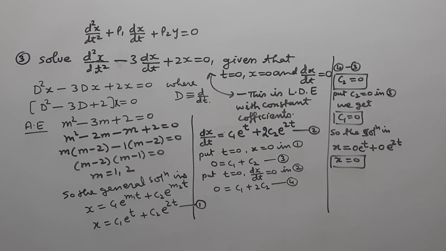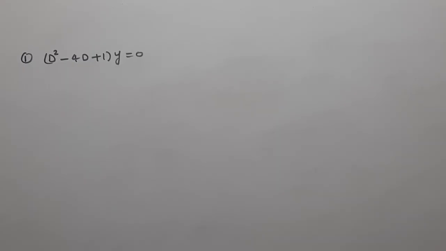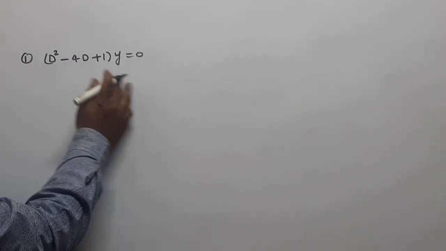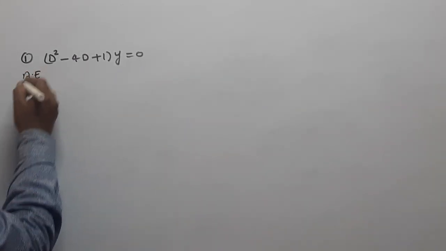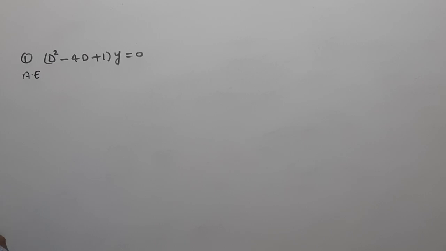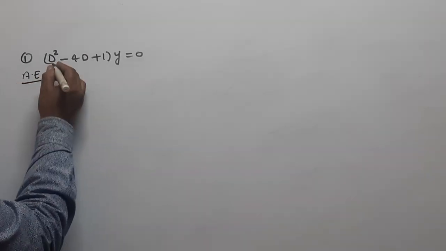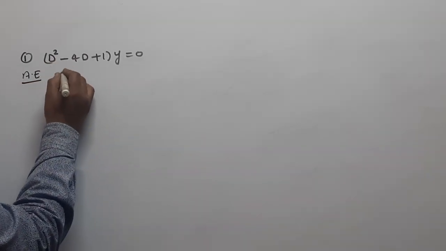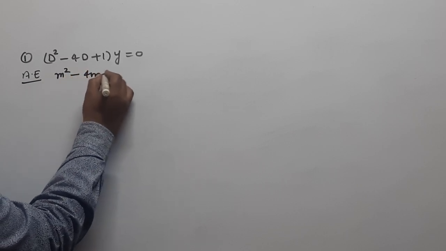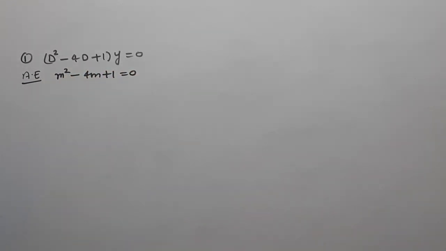Now we take another example, example 4. Here we have to solve this differential equation (D² − 4D + 1)y = 0. So first we find the auxiliary equation. You know that if in place of capital D we put m, we get the auxiliary equation m² − 4m + 1 = 0.